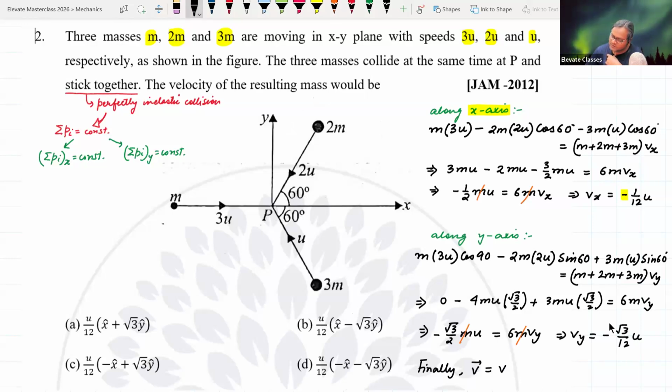So therefore finally the velocity of the resultant mass is vx i cap plus vy j cap. So this is equal to u upon 12, minus x cap minus root 3 y cap. That's it. This is your answer, option number D.